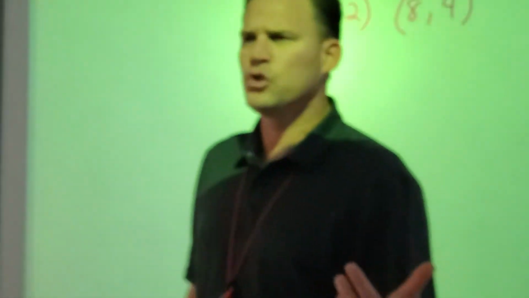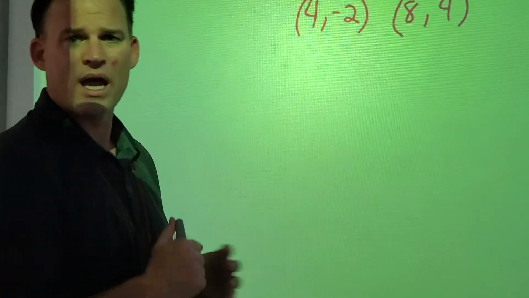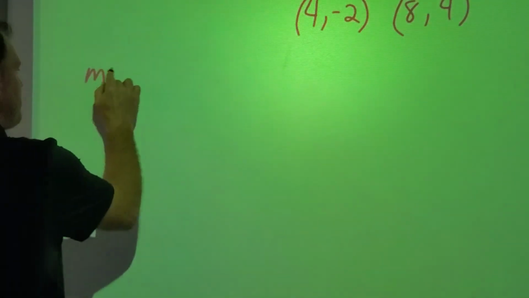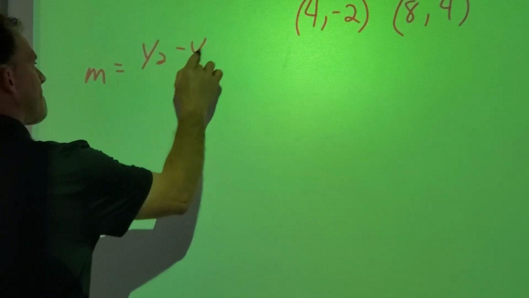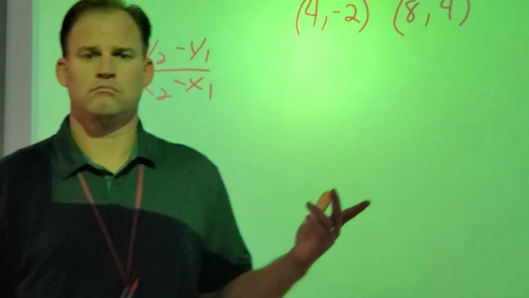All right, what if I don't give you a graph? Fair enough. What if I give you 2 points? Remember, function notation is just telling me coordinates. This is 4, -2. This is 8, 4. I have 2 points. I need a slope. How do I find the slope? Lucky for us, we have an equation for that. Slope formula, no big deal.